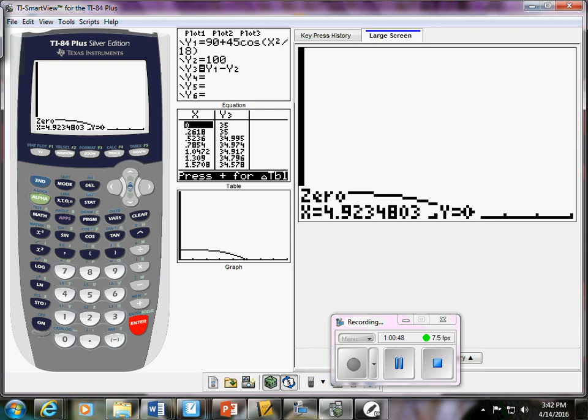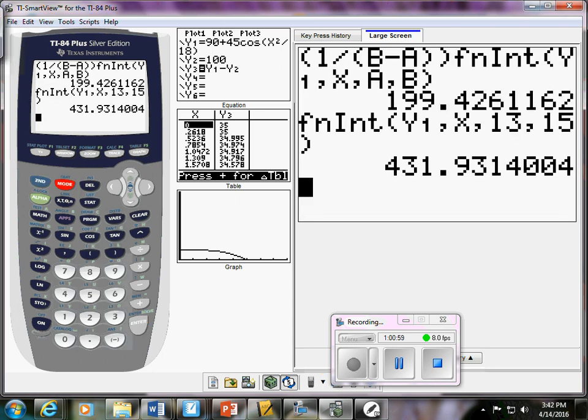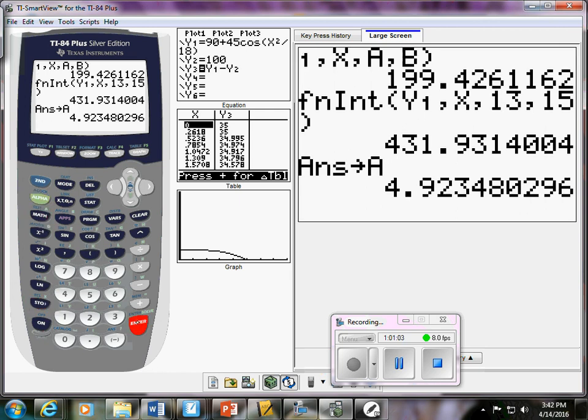Okay, 4.923, you're right. So that's the time, and I'm just going to store that because I'm going to need that in a second anyway. So you leave that screen, and you hit store, alpha A, enter. Okay, and I can write A on my paper.